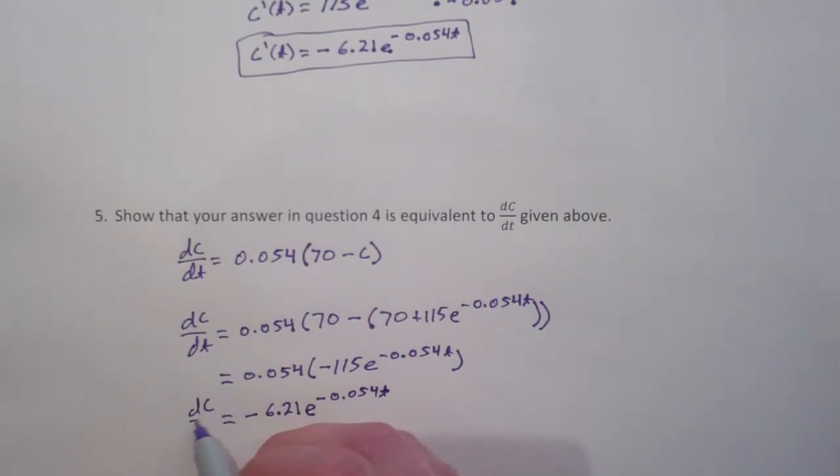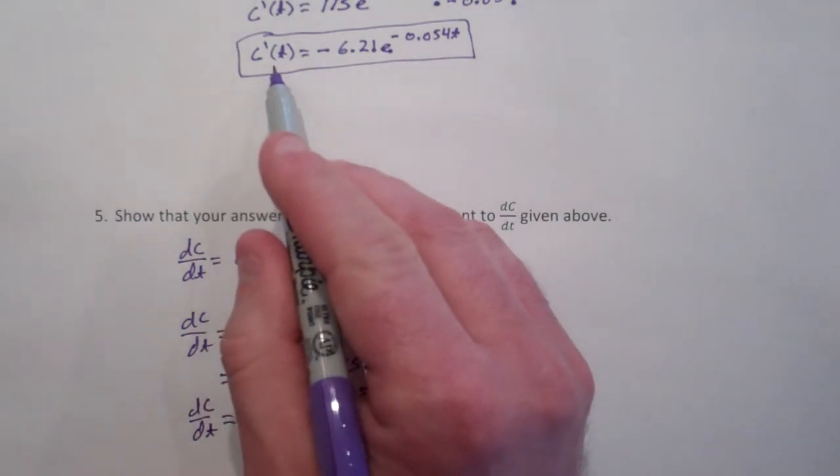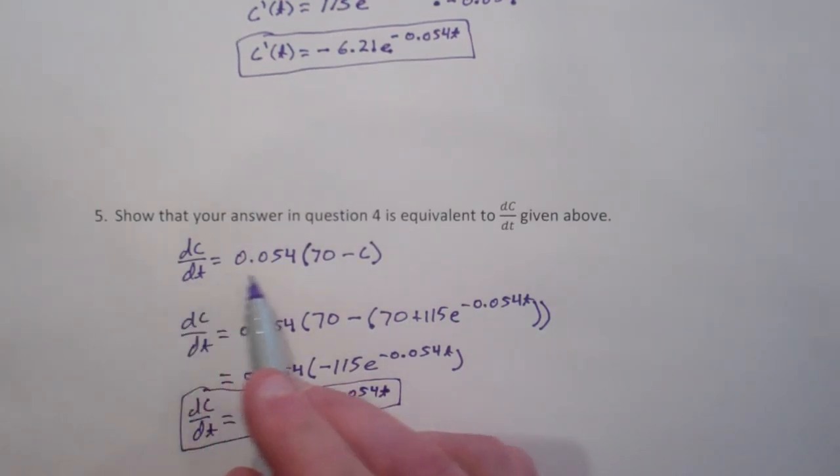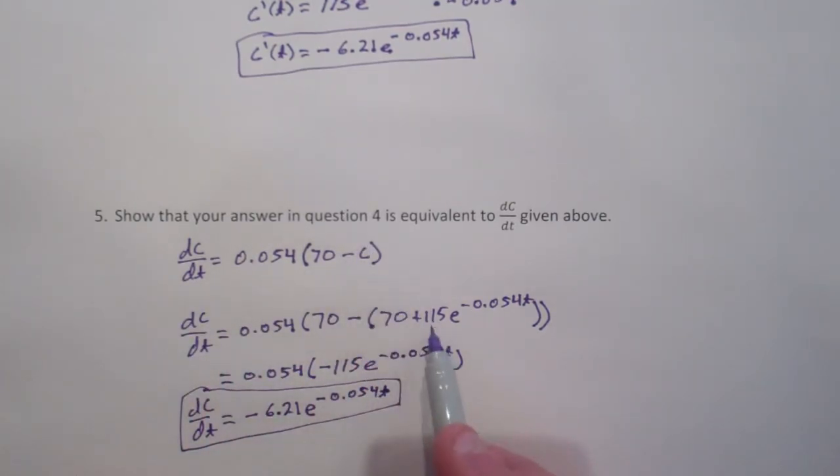Now, double checking that with c prime at t, you'll notice that those are exactly the same. So we were able to show, by using dc dt and replacing c with what it's equal to, that these two equations are actually equivalent.